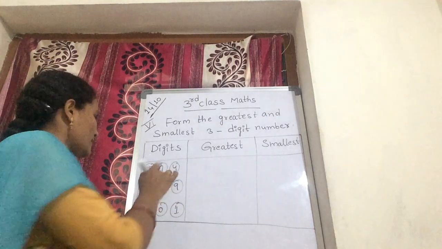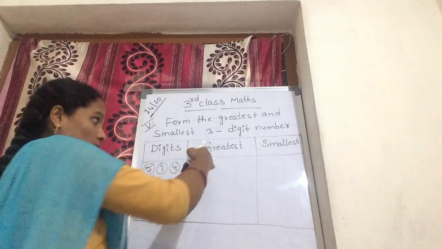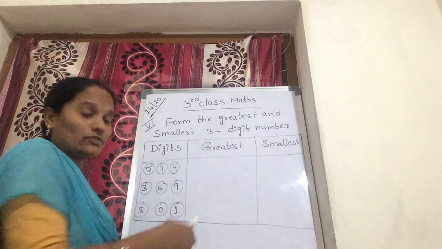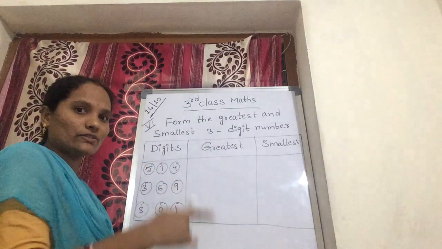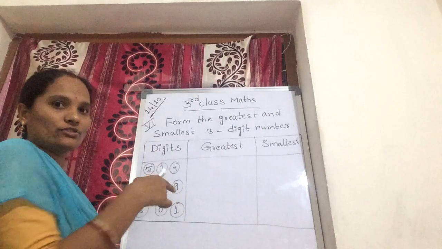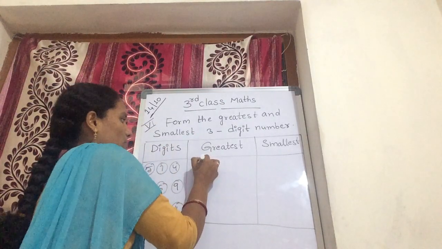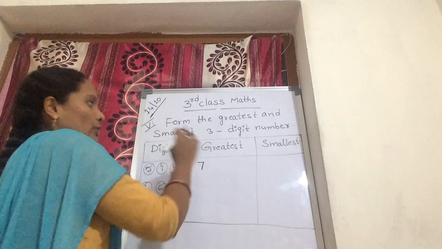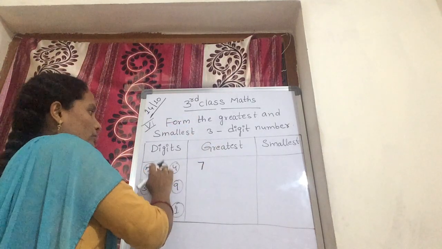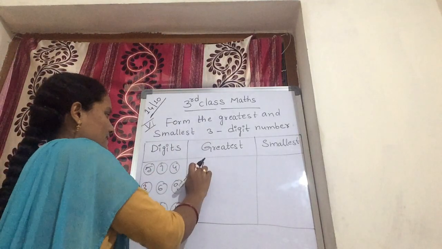Okay. Now tell me, children. Which one is the greatest digit? First you need the greatest number. So you are checking which one is the greatest digit. 7. You should write 7 first because this is the greatest. You need the greatest number. That's why you write the greatest digit first. Okay. 7 is the greatest digit.